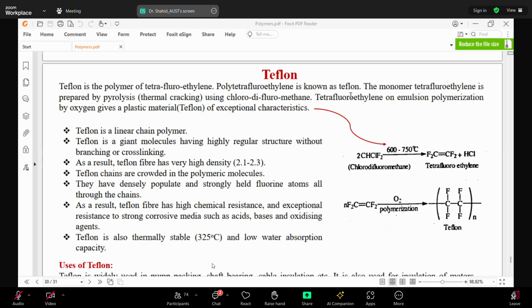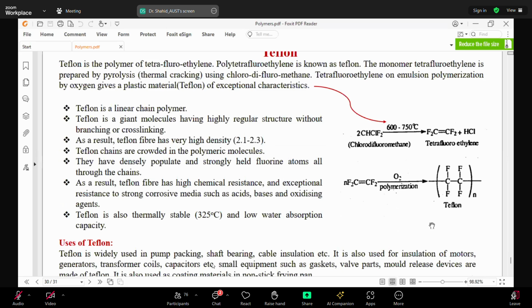The monomer tetrafluoroethylene is prepared by pyrolysis or thermal cracking of chlorodifluoromethane. And do you know what pyrolysis is? Can you tell me? What is pyrolysis? Any student can tell me? Pyrolysis is a reaction in which one compound is converted to smaller parts at a high temperature.